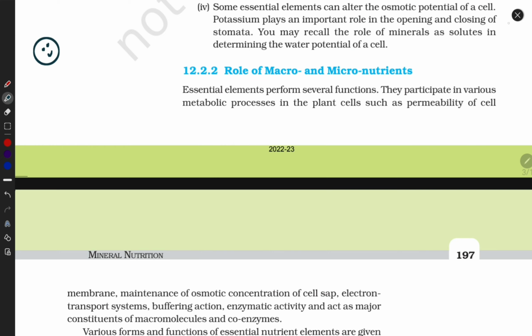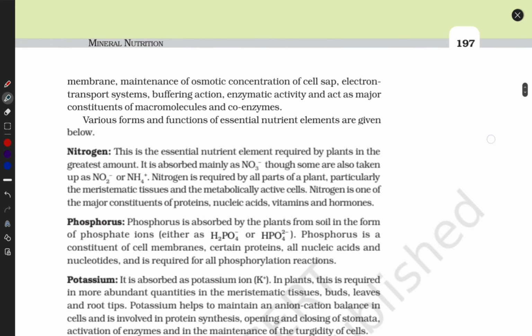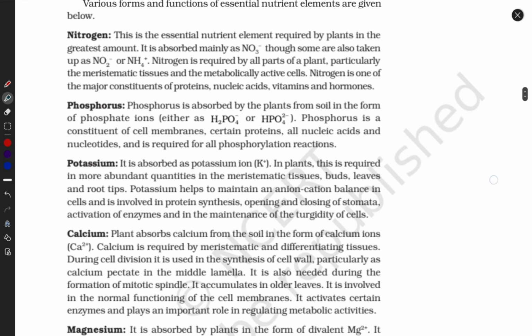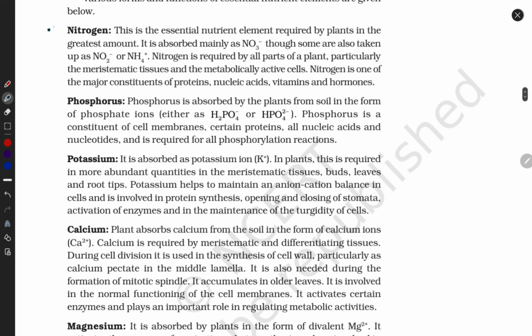Now we are going to discuss the role of macro and micronutrients. Macronutrients are absorbed by plants in large amounts. What are micronutrients? They are absorbed by plants in lower concentrations, guys. So without wasting any time, let's start with our first macronutrient, nitrogen.